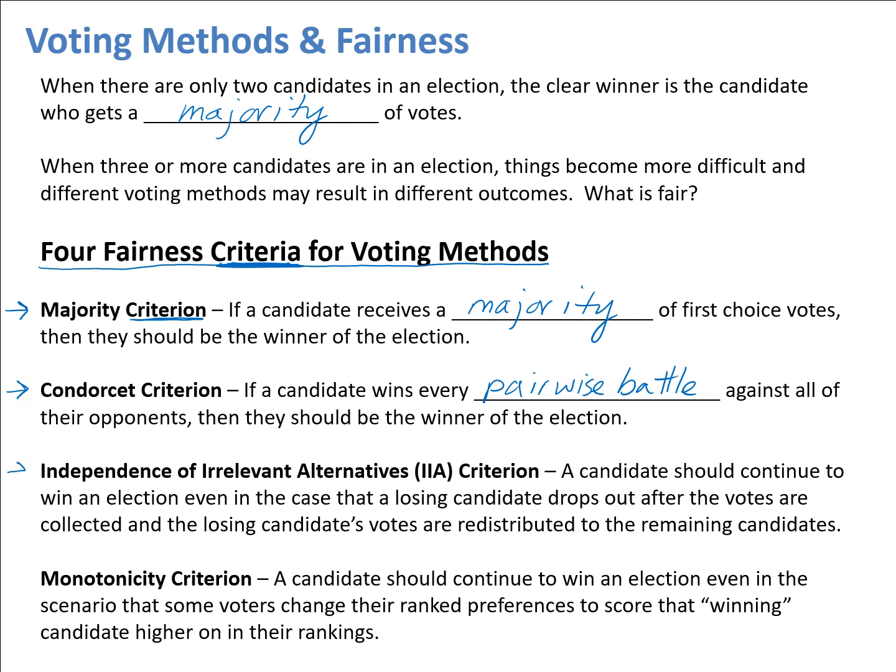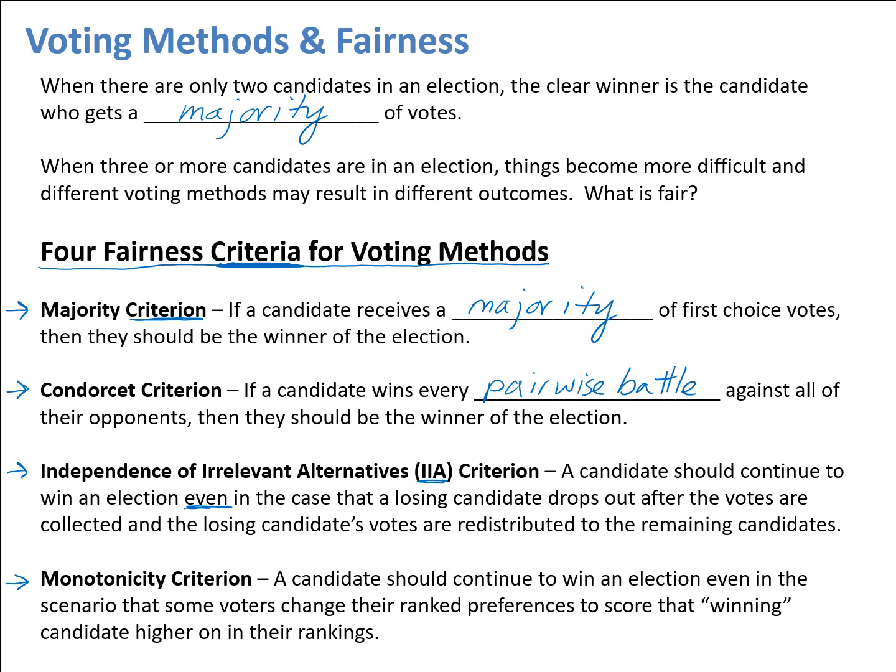The third and the fourth are a little bit trickier to understand. The independence of irrelevant alternatives, and boy, that's a mouthful, so a lot of times people say the double IA criterion. This is a situation or a rule that says a candidate should continue to win an election even in the case that a losing candidate drops out after the votes are collected and the losing candidate's votes are redistributed to the remaining candidates. So what this is saying is that if a candidate who is losing drops out, it shouldn't affect who the winner is if those votes get redistributed.